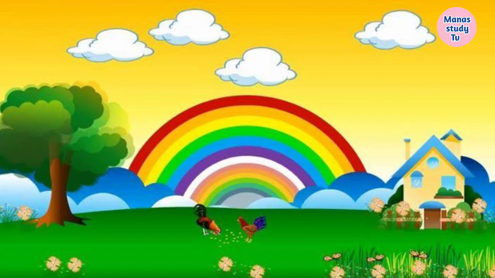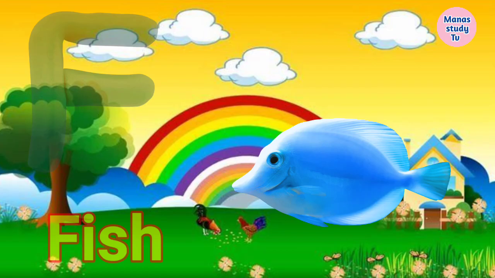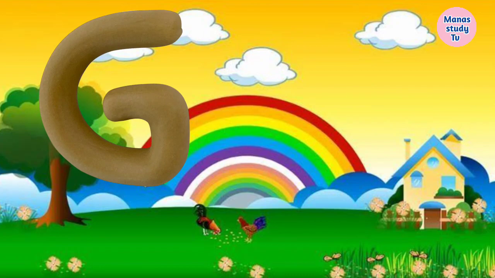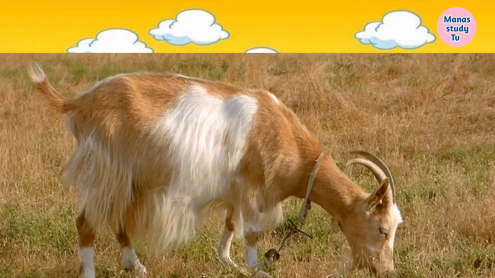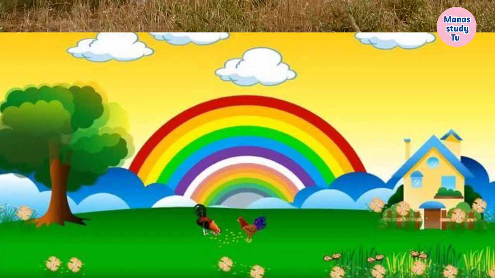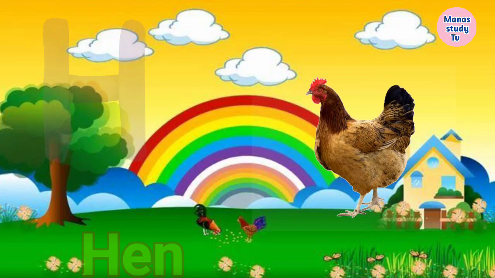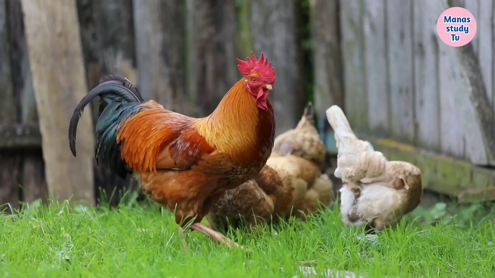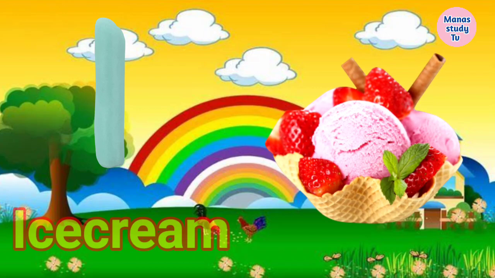F. F for fish. Fish means machli. G. G for goat. Goat means bakri. H. H for hen. Hen means murgi. I. I for ice cream. Ice cream means ice cream.